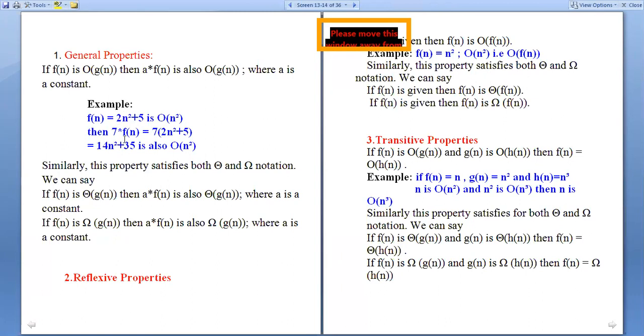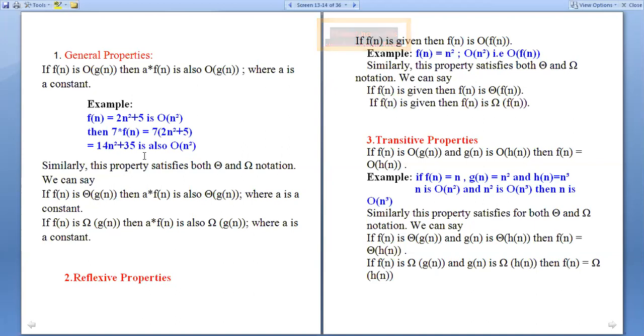Then 7 star f of n. That means you are multiplying the function f of n with some constant value 7. Even though you multiplied f of n with the constant 7, you will get O of n square, since the expression is 14n square plus 35, and the highest power is n square. So even though you multiplied the function f of n with some constant value, you got the same time complexity, that is big O of n square.